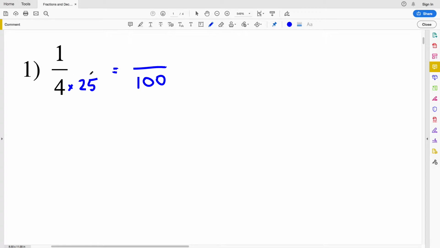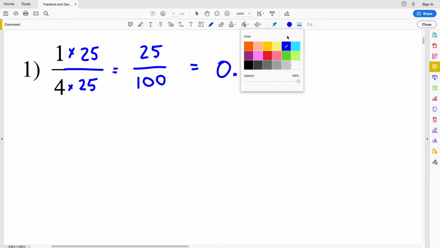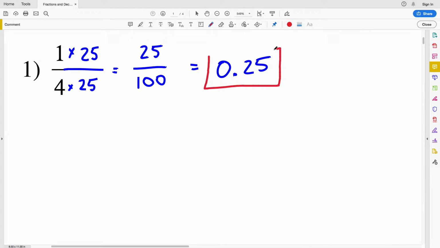Now, multiplying just the denominator by 25 will change the value of the overall fraction. So whatever we do to the denominator, we also need to make sure we're doing within that numerator. So we'll also multiply 1 by 25, essentially multiplying by 25 over 25, which is multiplying by 1. So 1 times 25 will be 25, and we'll have 25 over 100, which we can write as 25 hundredths, in decimal form 0.25. And that's our solution in number 1.